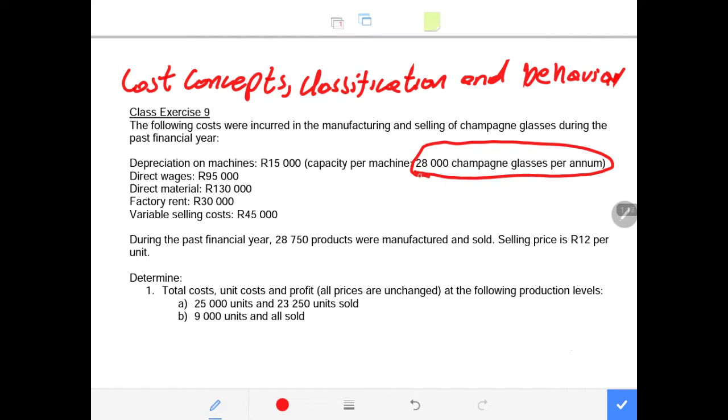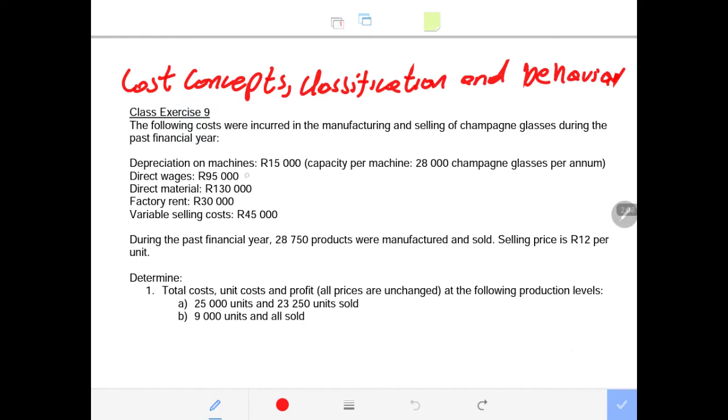In other words, if the company wants to manufacture more than 28,000 units of champagne in the period of a year, they will need another machine. And from the fact that they said depreciation on machines, it indicates that this 15,000 is for 2 machines or 3 machines or 4 machines, meaning more than one machine was used in the production of the units manufactured and sold during this period. Remember, we don't know how many units were manufactured yet, but we know that one machine cannot manufacture more than 28,000 units, meaning we'll need more than one machine if we want to manufacture more than the capacity.